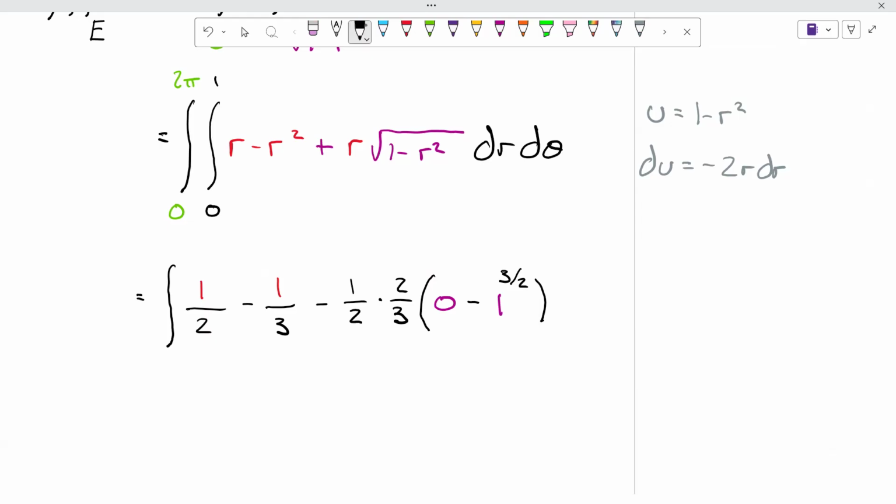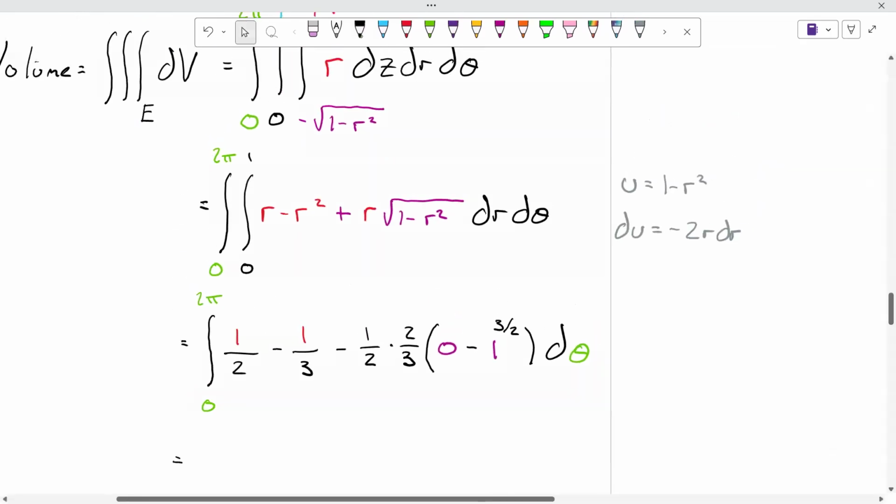And that's my r thing all the way integrated. I still have a d theta that I haven't dealt with yet. It goes from 0 to 2 pi. So even before looking at whatever else is going to happen on the inside of that integrand, there is no dependency on theta.